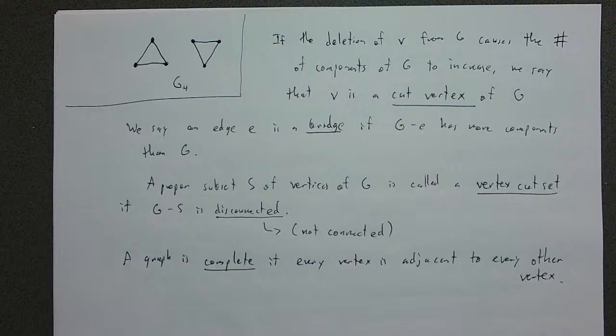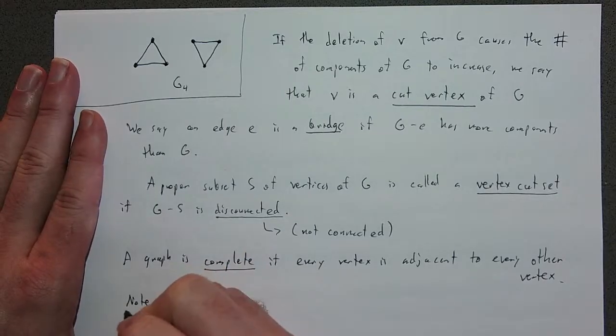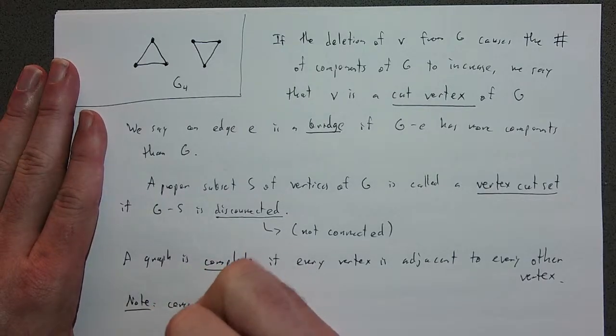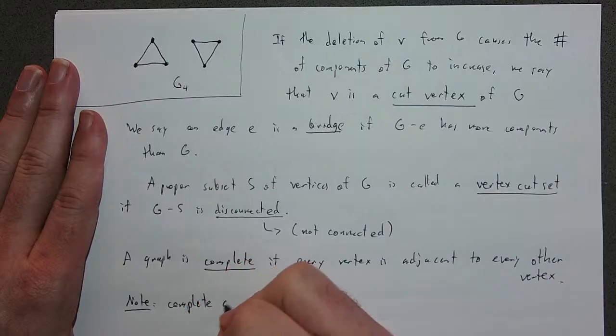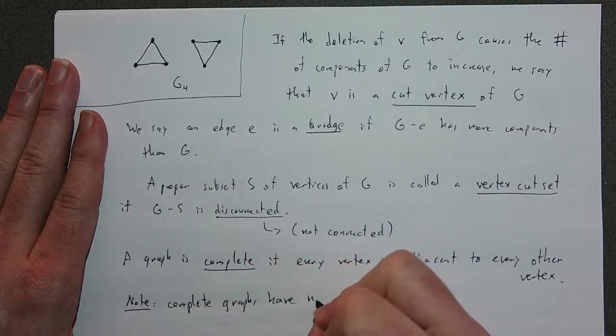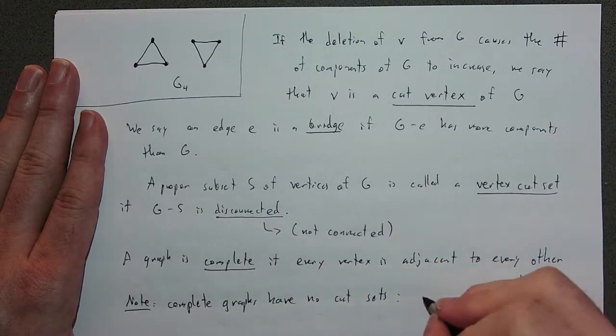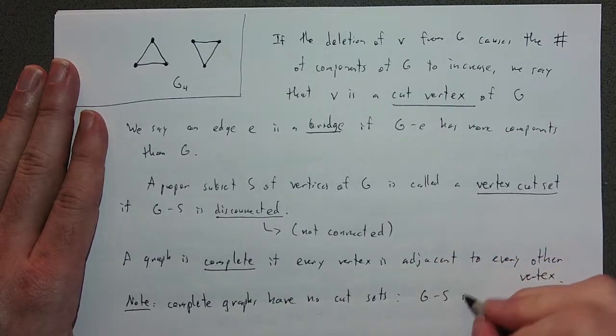Notice that complete graphs have no cut sets. It doesn't matter how many vertices you remove, it's always going to be connected. So note, complete graphs have no cut sets. G minus S is always connected.